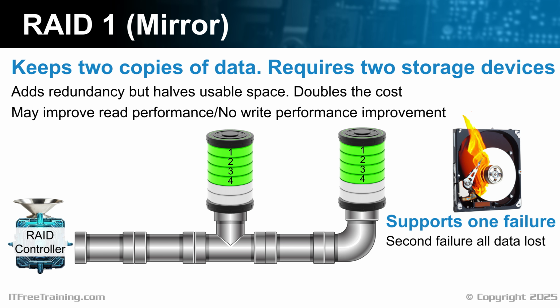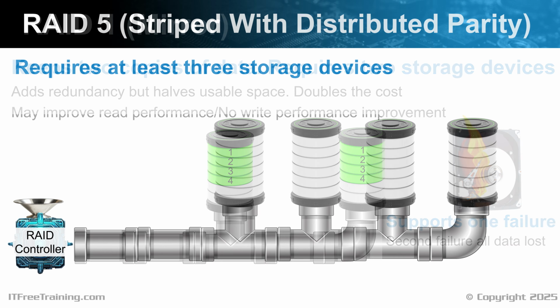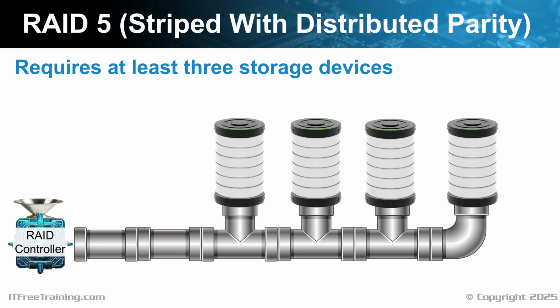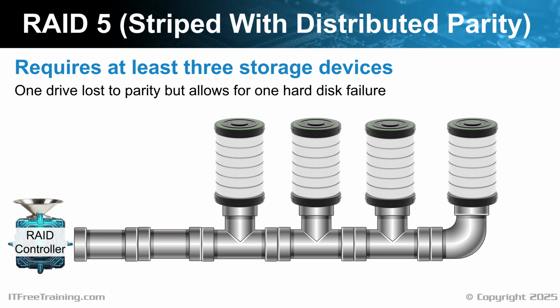So far, we have looked at performance with RAID 0 and redundancy with RAID 1. I will next look at a RAID solution that has both. RAID 5, also known as striped with distributed parity, combines redundancy and performance by striping data across multiple drives and adding a calculated parity block for fault tolerance. This setup requires at least 3 drives, with one drive lost to parity for redundancy.